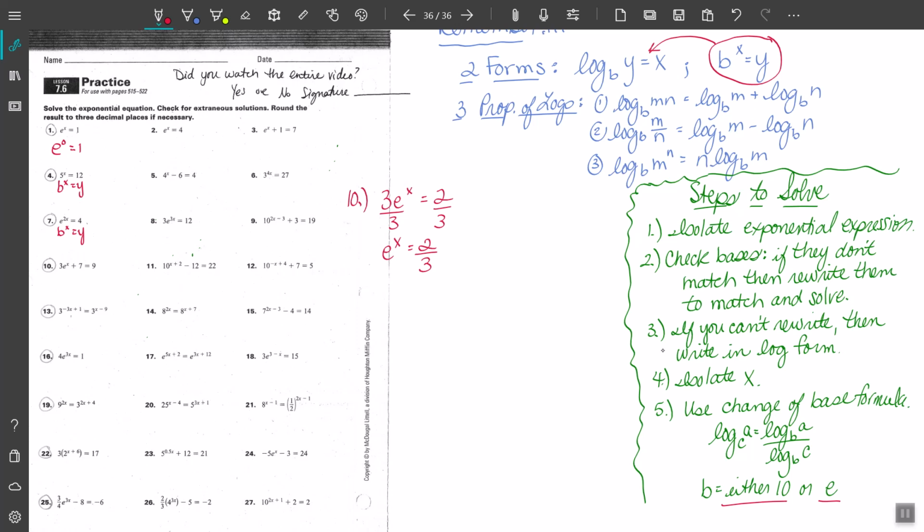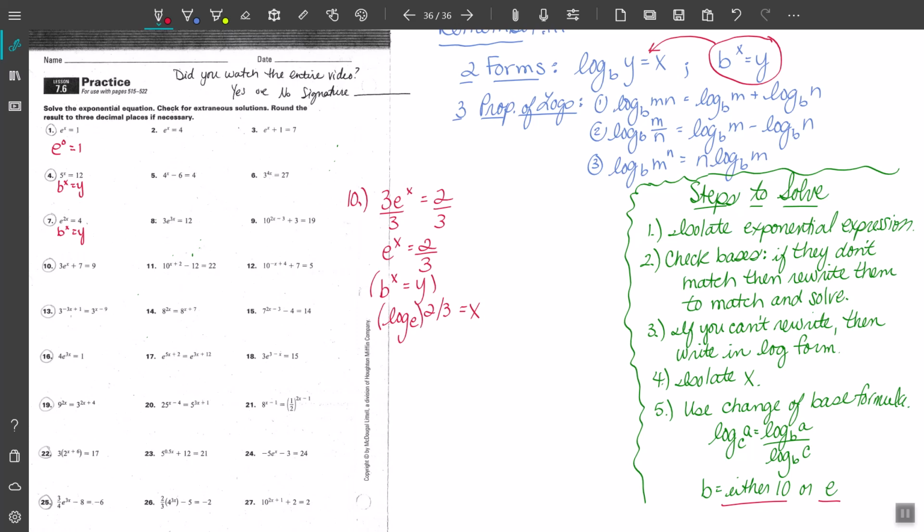So if we can't rewrite, then we're going to move down to step 3 and write it out in logarithmic form. All right, so again, if you're having a little bit of trouble identifying your b and your y, just write that form underneath of it, and that'll help you go into logarithmic form. So once we do that, it's going to look like the log base e of 2/3 equals x.